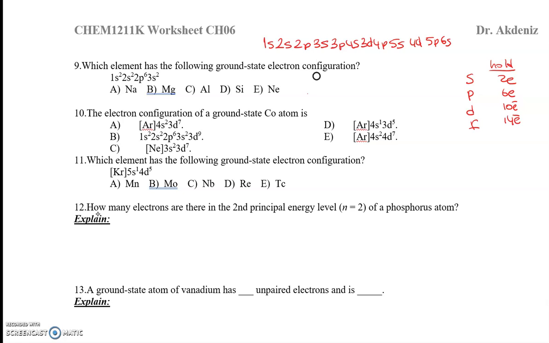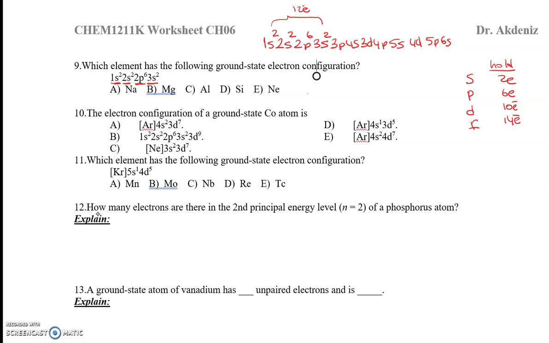Question number 9 here. Which element has the following ground state electron configuration? So here I see 1s2, 2s2, 2p6, and 3s2. This is what we would do if we are writing down the electron configuration that's provided here. So let's see how many electrons we have on this atom. We have 2 plus 2 plus 6 plus 2, so a total of 12 electrons, right?